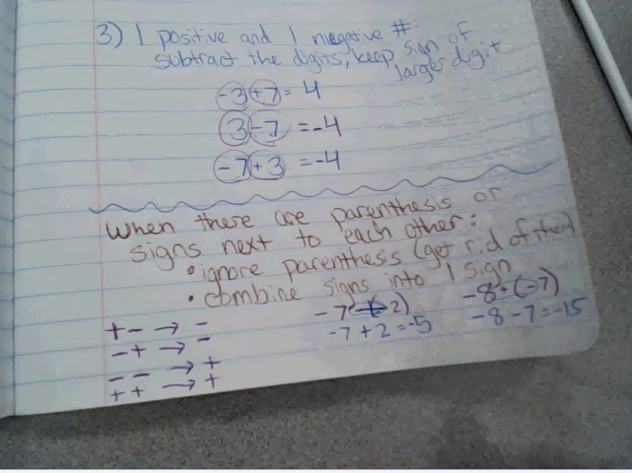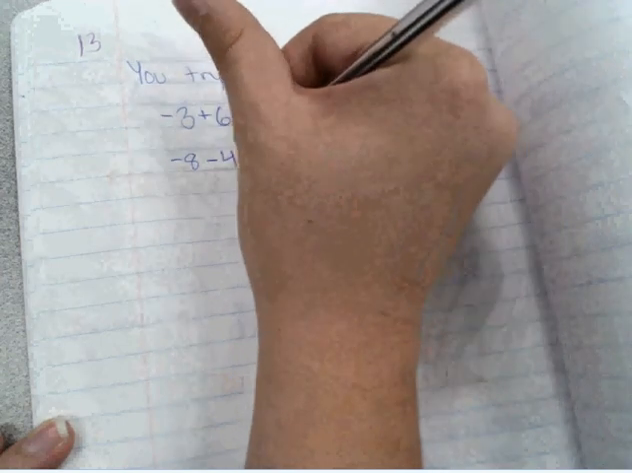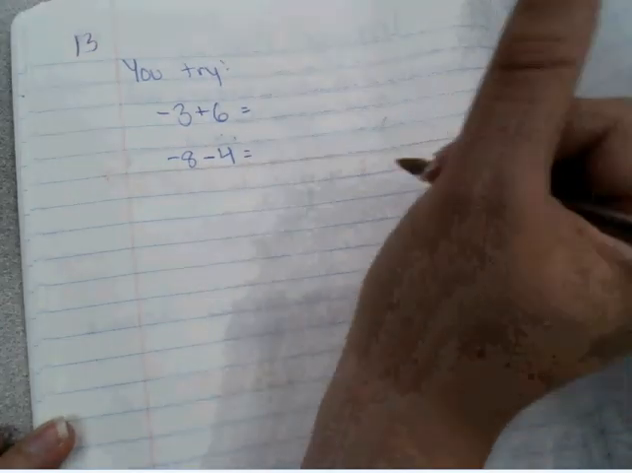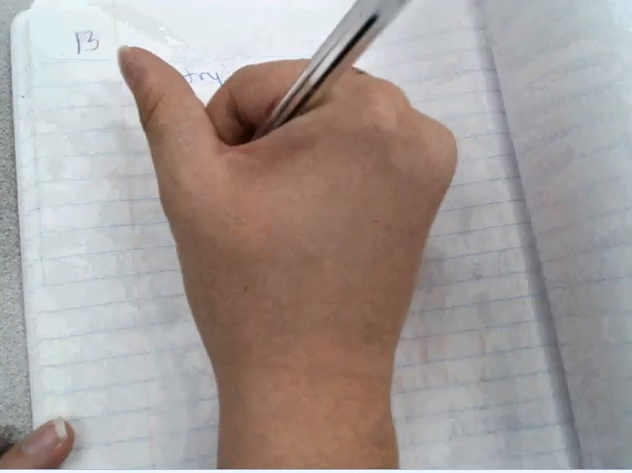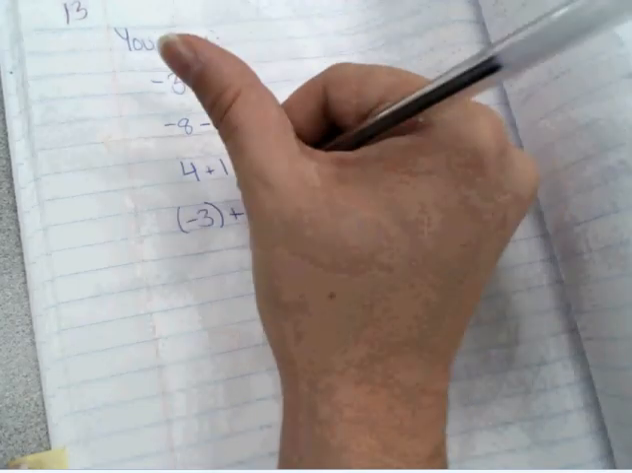All right, there's a couple examples. I want you to try some now. The ones I want you to try: negative 3 plus 6, negative 8 and minus 4, or negative 8, negative 4, however you want to think of it, and 4 plus 1. And then I also want you to try a couple with the parentheses. So you might see negative 3 plus negative 6.